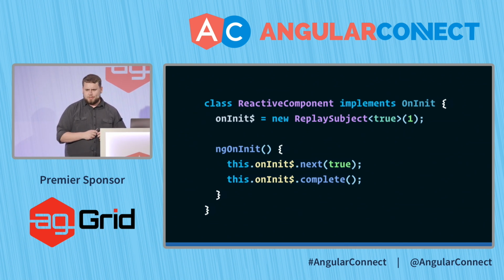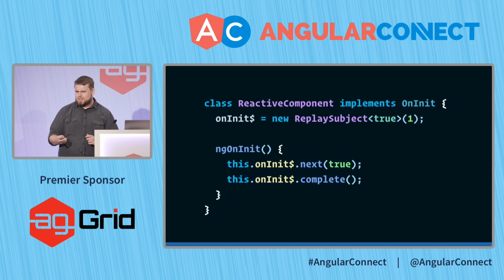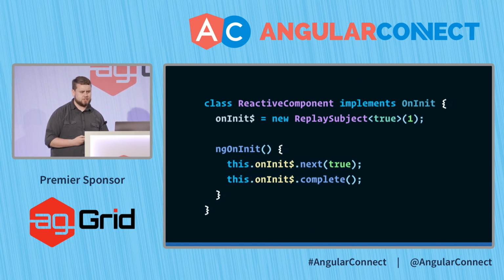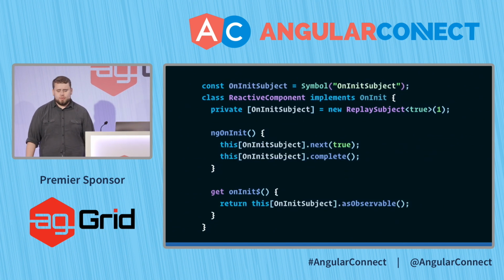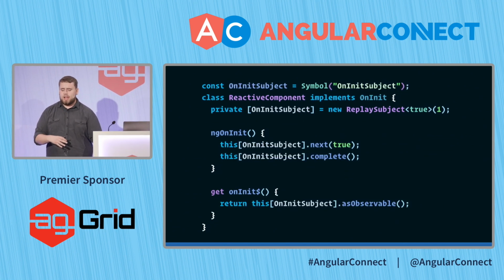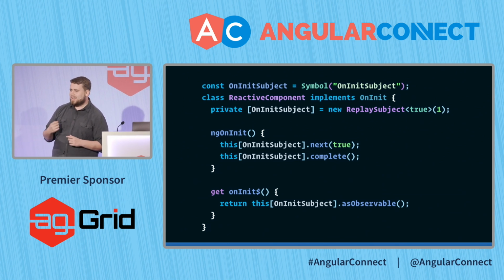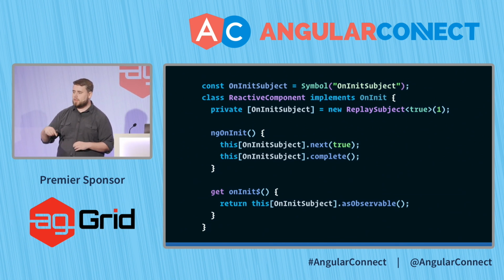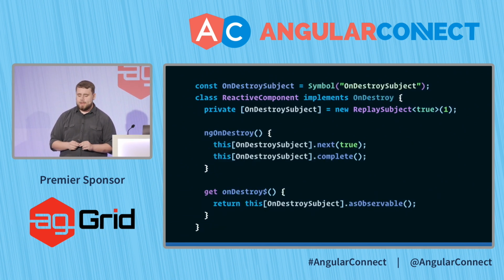But, library author, let me tell you that if you expose something like this, your users will break it. So we need to hide some of these implementation details. To do that, I'm going to hide some of these properties behind symbols. That way, consumers of this higher order component can't actually get at these properties other than the on-init observable. I'm going to do the same for ng-on-destroy.